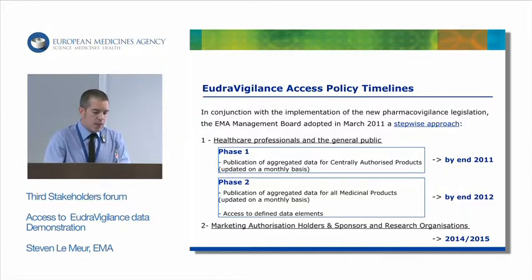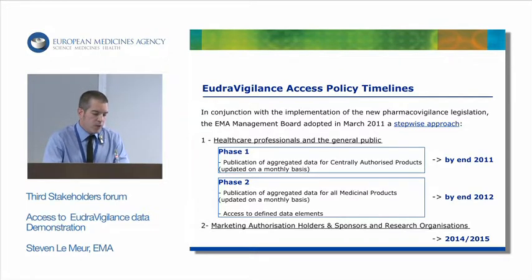If we look now at healthcare professionals and the general public, it is made of two phases. Phase one consists in a publication of aggregated data for centrally authorized products, and those data will be updated on a monthly basis. We are aiming at the implementation of this phase one by the end of the year, so end of the year or January 2012.